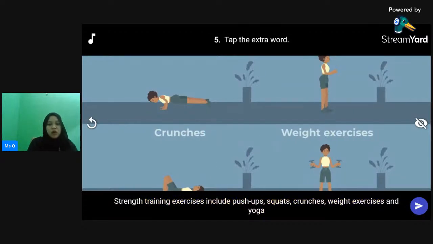Strength training includes push-ups, squats, crunches, weight exercises, and yoga. Which one is the extra word? Which one do you think is the extra word? Which one is the extra word here?